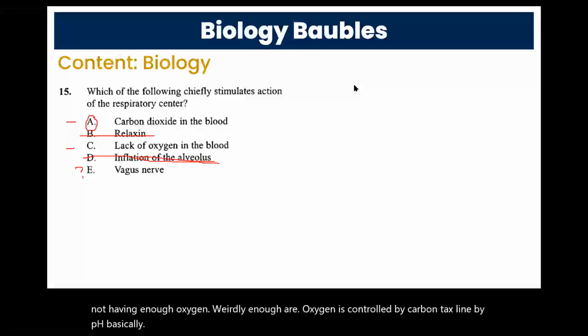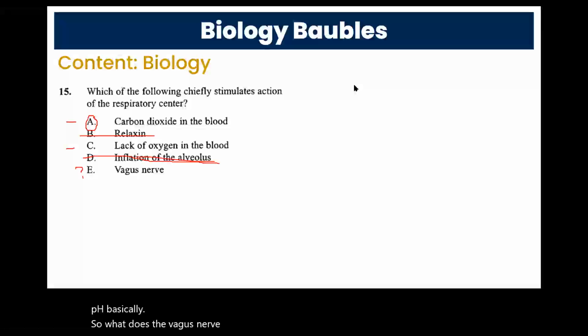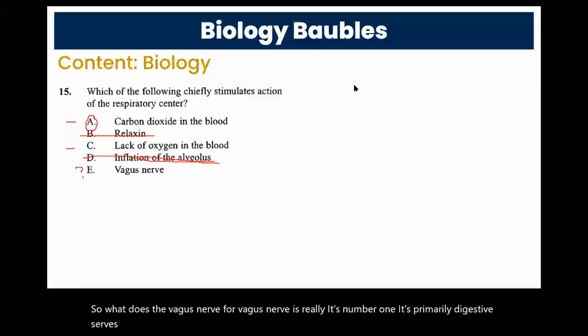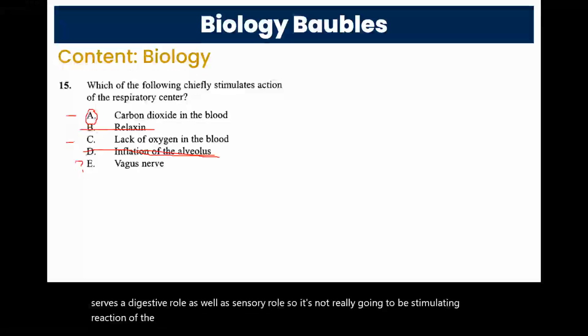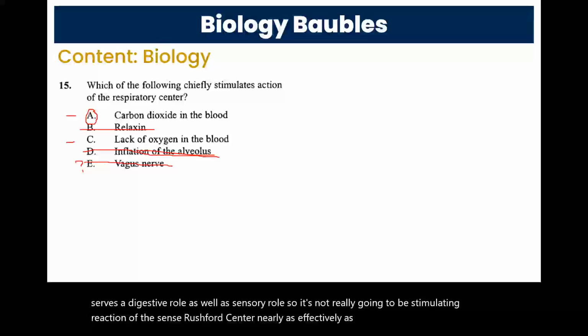So what is the vagus nerve for? Vagus nerve is really, number one, primarily digestive. It serves a digestive role, as well as a sensory role. So it's not really going to be stimulating action of the respiratory center nearly as effectively as the carbon dioxide. So vagus nerve, just not a choice there.